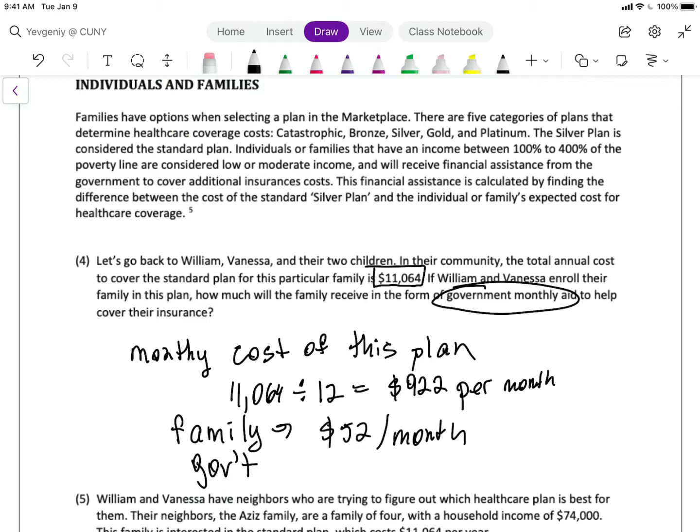All right, yeah, so here you just subtract. 922, take away $52. So the aid is $870 a month. All right, so that's in the form of the tax break.